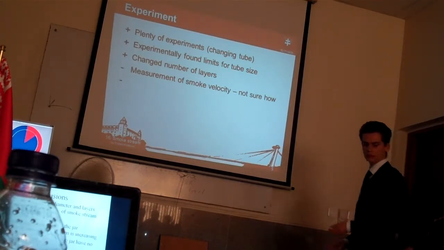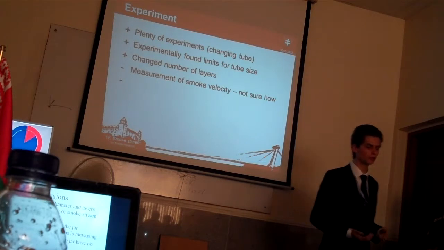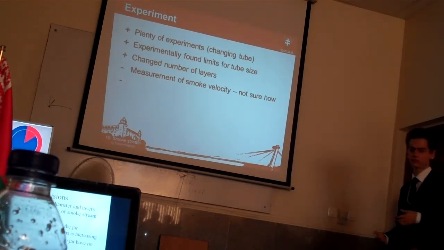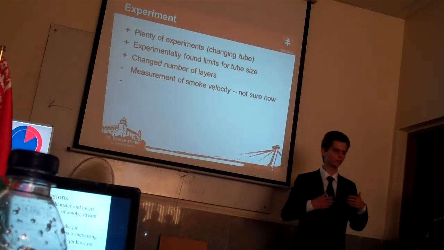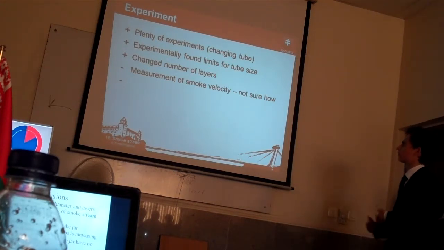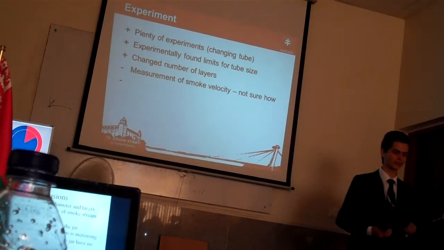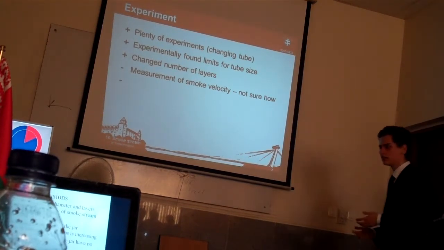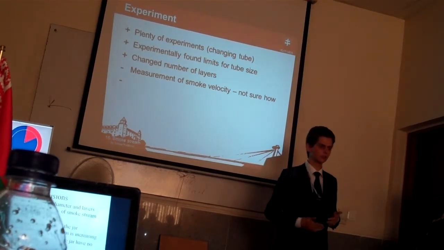Actually, we've seen plenty of experiments with tubes of different parameters, and we experimentally found limits of the tube size. Although we have a problem with it too, we would like to discuss it further in the discussion. They also changed the number of layers, but still we are not sure why it works like that. And they measured somehow the smoke velocity, although we have a feeling that it's a really incorrect way of measuring these speeds.